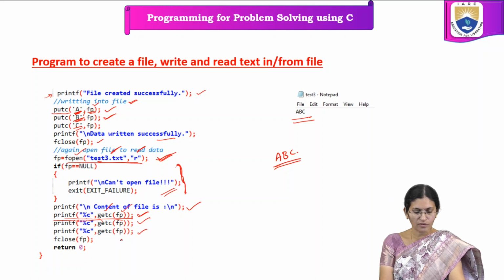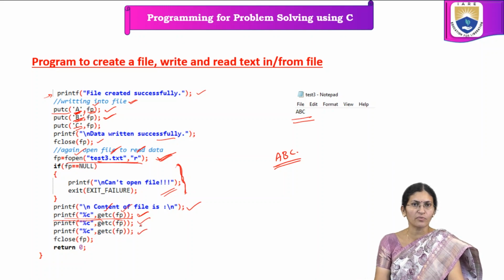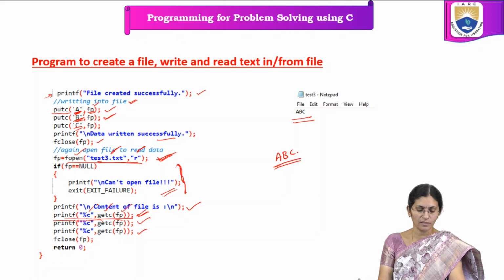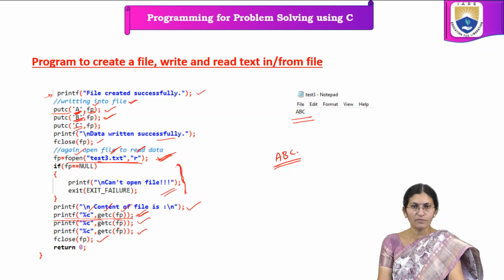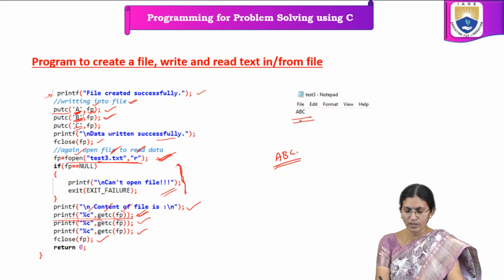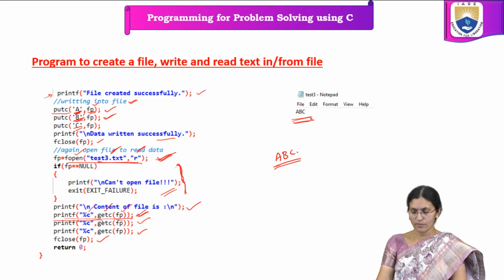So these are three statements which we have written. In each printf statement we are retrieving one character. At the end we are closing the file. We need to close the file. If you execute this program, this is the test file which is available after performing the write operation. If you open the test file test3.txt, this is available in the text file ABC.